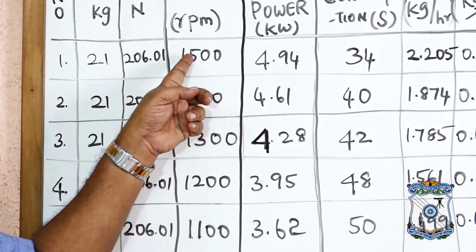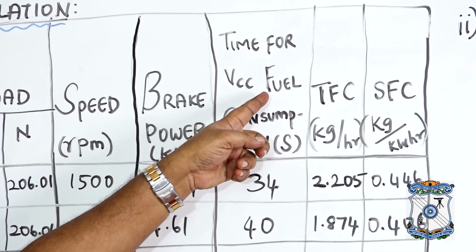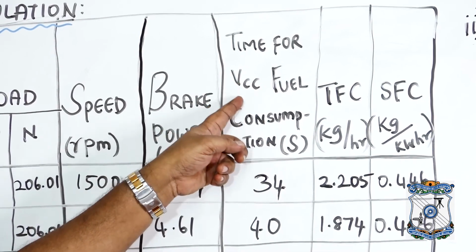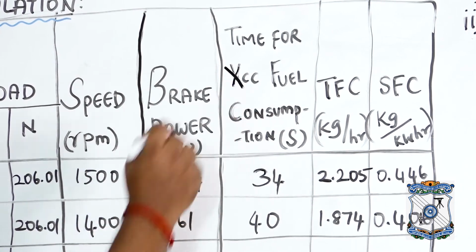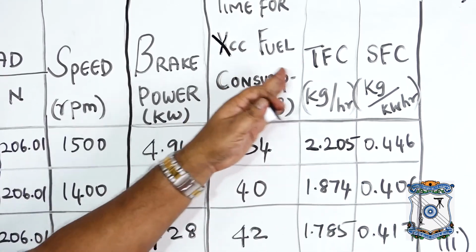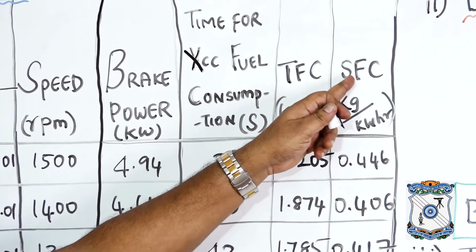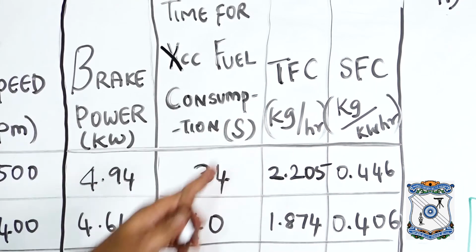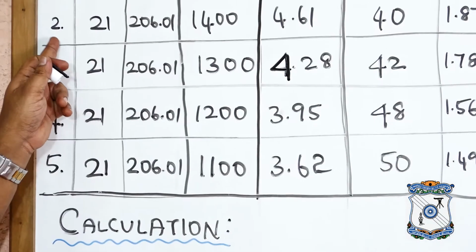Okay, so now for the speed of 1500, we are going to find the value of brake power. Then we are going to find the time for either VCC or XCC of fuel consumption. So we will find all this. Then we will find the value of total fuel consumption and specific fuel consumption. So now we can go to the calculation part.